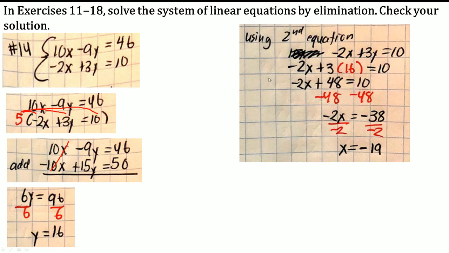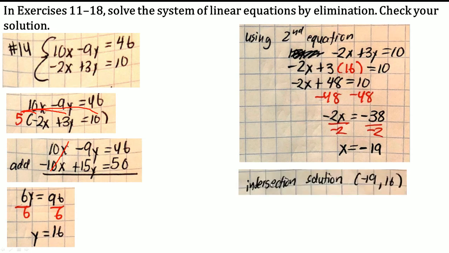I use the second equation here. Negative 2x plus 3y is equal to 10. Make the substitution for y. Y was equal to 16. Plug it in. Negative 2x plus 3 times 16 becomes 48. That equals 10. Subtract 48 from both sides. Negative 2x equals negative 38. Divide both sides by negative 2. Negative 38 divided by negative 2 becomes negative 19. The intersecting solution is negative 19, comma 16. Yeah, large numbers, right? Just the fact of life.